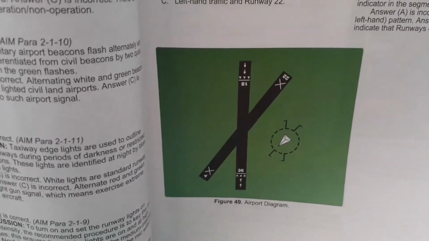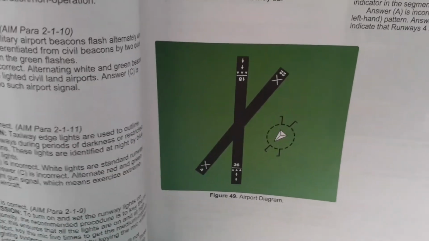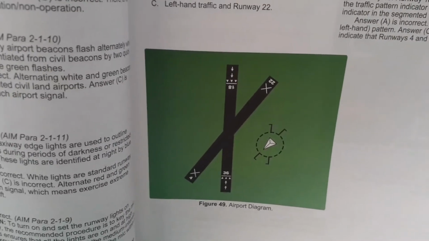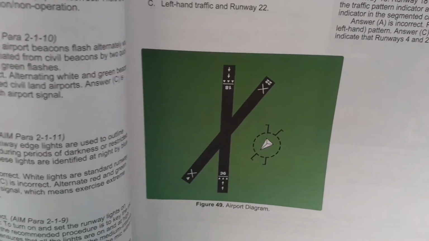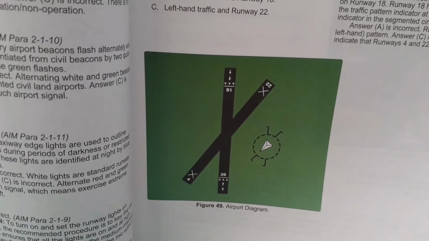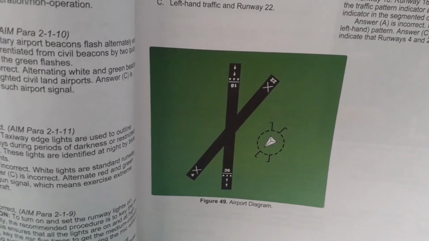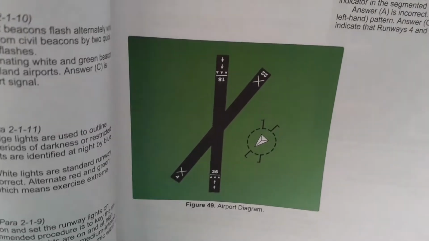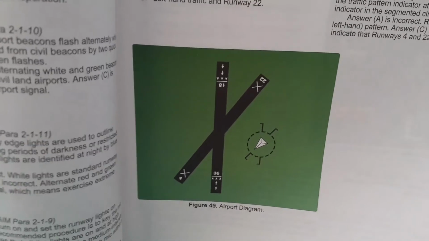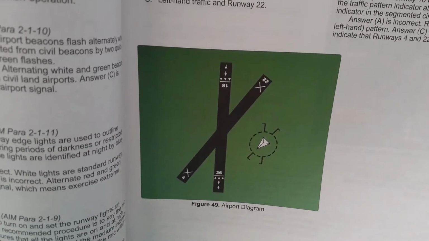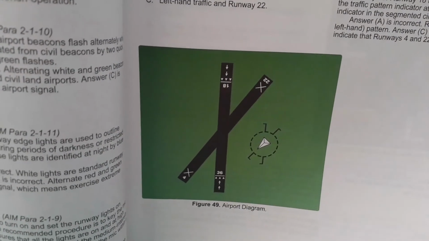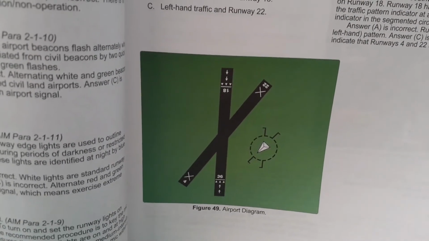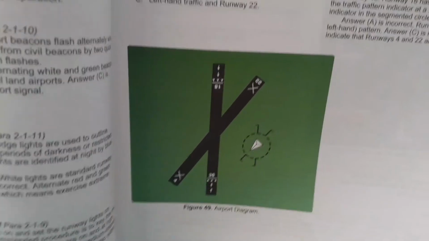Question 21. A military air station can be identified by a rotating beacon that emits A, white and green alternating flashes, B, two quick white flashes between green flashes, or C, green, yellow, and white flashes. Question again. A military air station can be identified by a rotating beacon that emits, correct answer is B, two quick white flashes between green flashes.